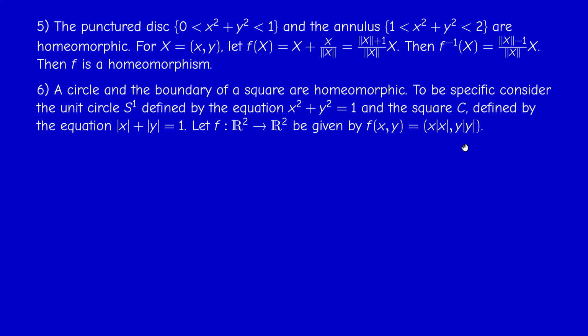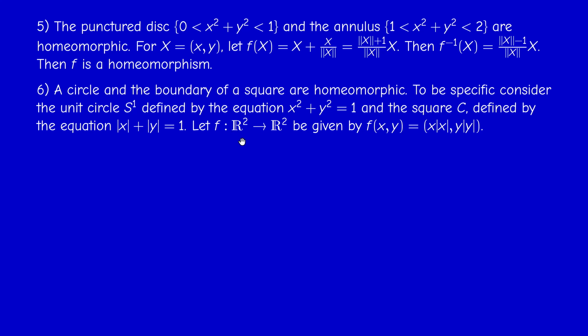Here are the equations. Actually, we have more than a homeomorphism. We have a global homeomorphism from R2 to R2 that takes the circle into the square, the interior of the circle, so the disk, into the open square, and the complement of the disk into the complement of the square. So there are very simple formulas for this homeomorphism from R2 to R2.